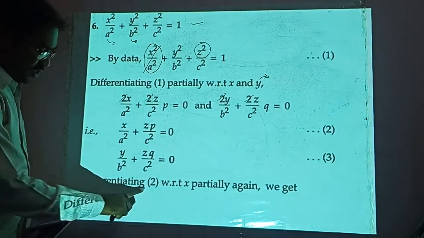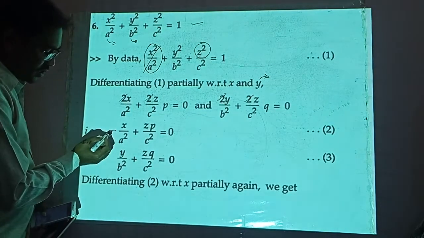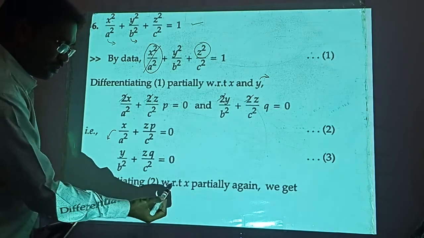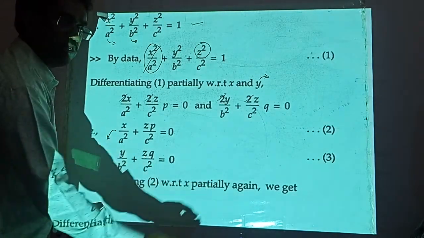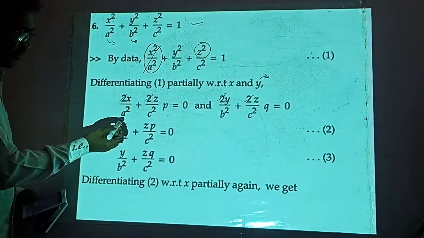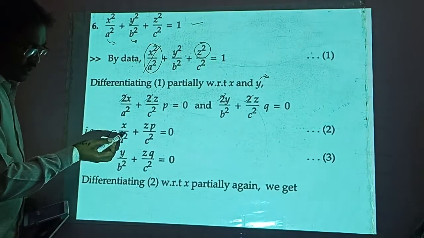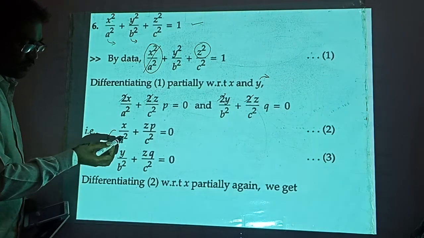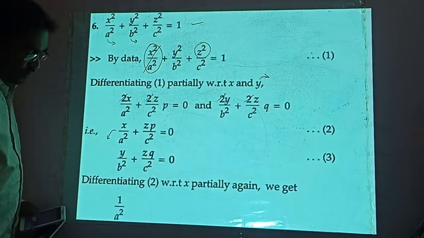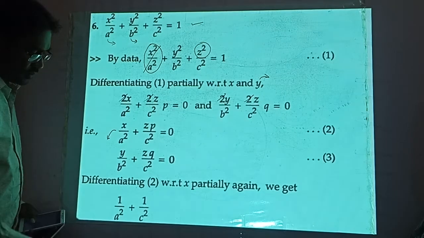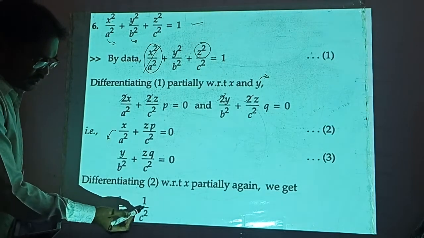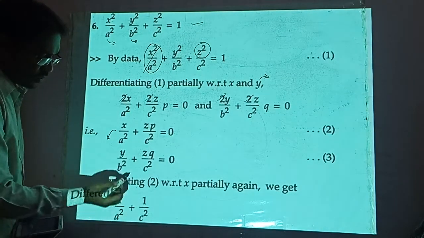Now let us differentiate equation 2 once again with respect to x partially. If we differentiate this with respect to x, the differentiation of x is 1, a square is constant. So what do we get? 1 by a square plus 1 by c square is constant, as it is, 1 by c square.